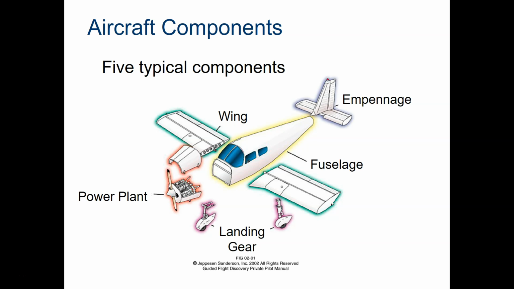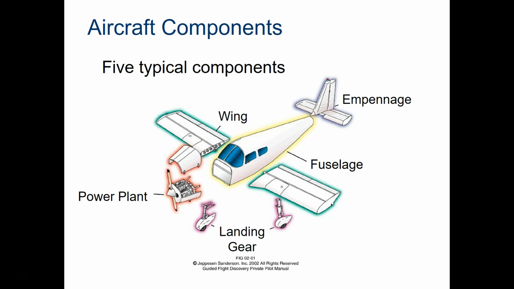The wings provide lift when sufficient air is flowing over them. Wings are attached to the fuselage at the top, middle, or lower portion and are referred to as high wing, mid wing, or low wing, respectively. A single set of wings is called a monoplane, whereas two sets of wings are called biplanes.